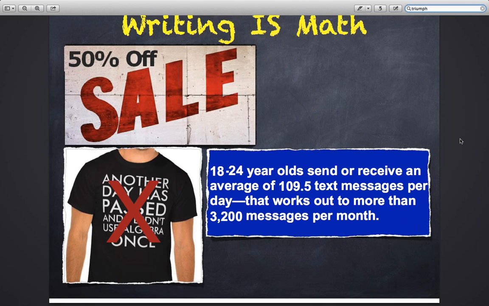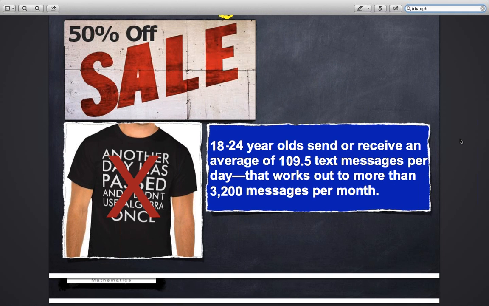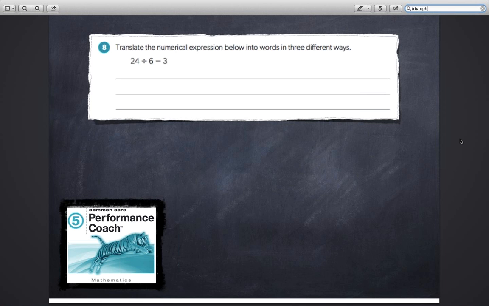And so I always cringe when I see that shirt, because really, writing is math, and math is writing, and algebra and math are used in every single moment of our lives.